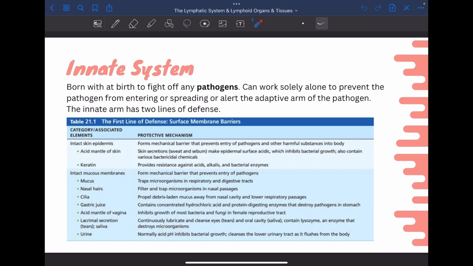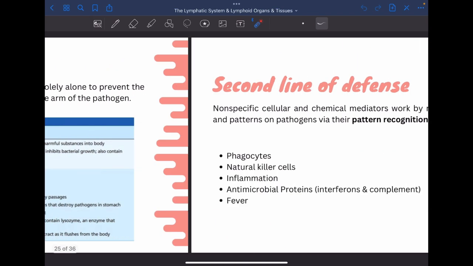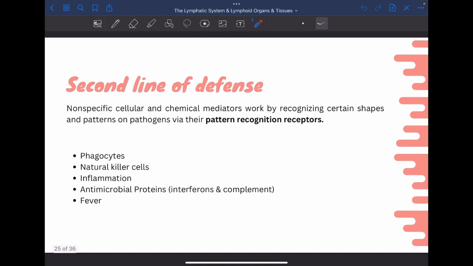We also have defensins and dermicidin. They're all components that are going to be released by the intact skin and the mucous membrane to prevent the entry of microorganisms and also to inhibit their growth or to destroy them, like in the case of the lacrimal secretions or the lysozymes. When it comes to the second line of defense, it will be called upon, or recruited, when the first line of defense is breached.